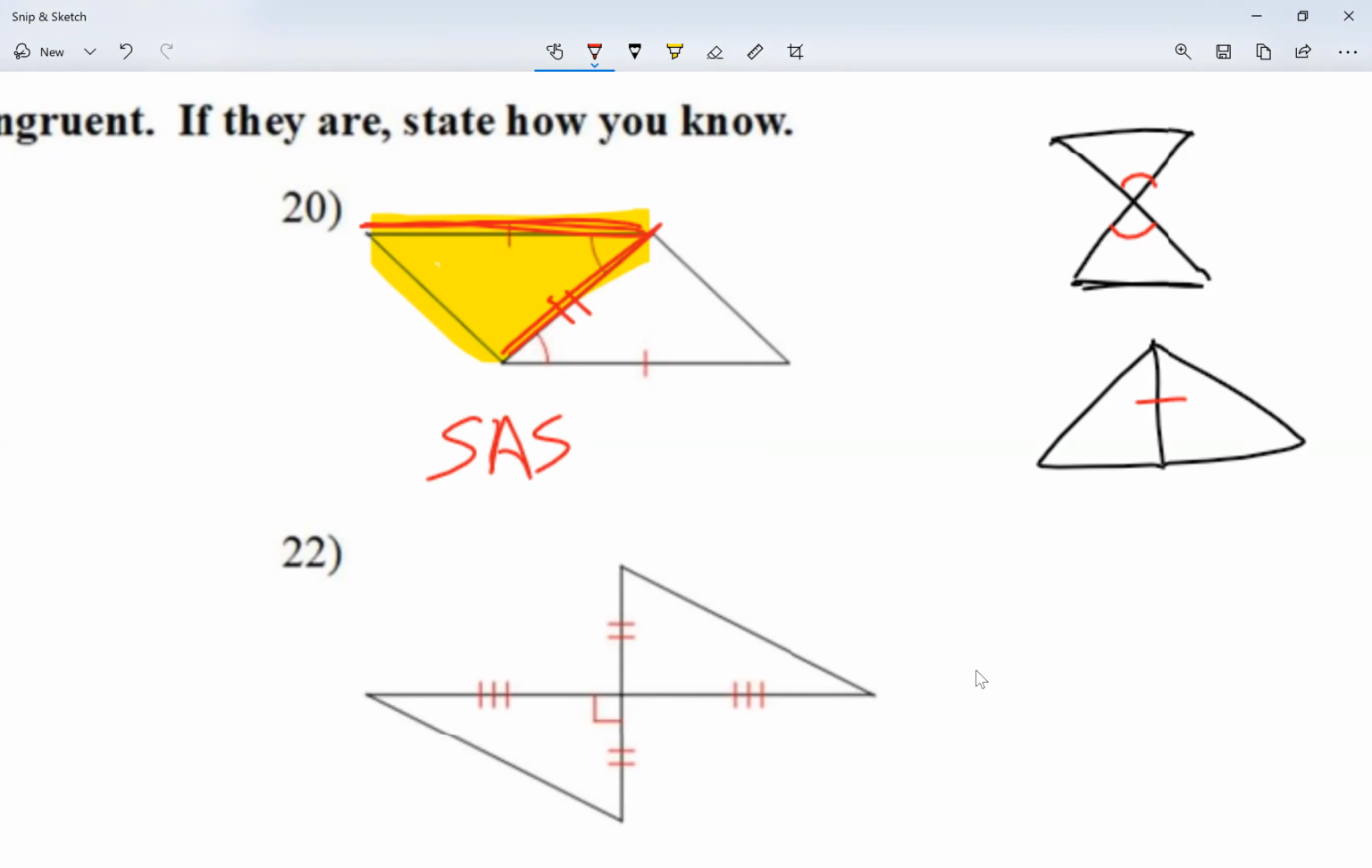Quickly take a look at the other triangle. Make sure you mark it the same way. There's two sides and the included angle. Cool. So I'm gonna say this case is side angle side.